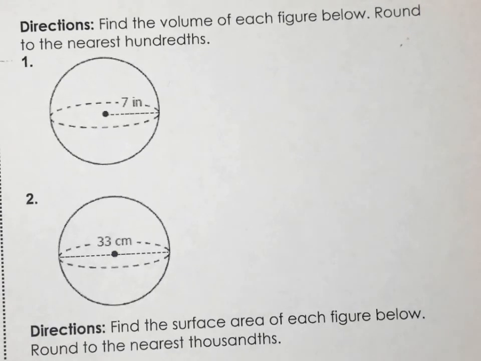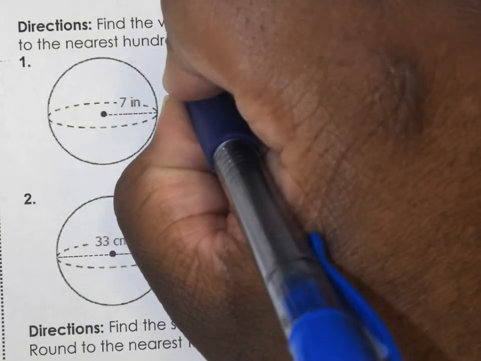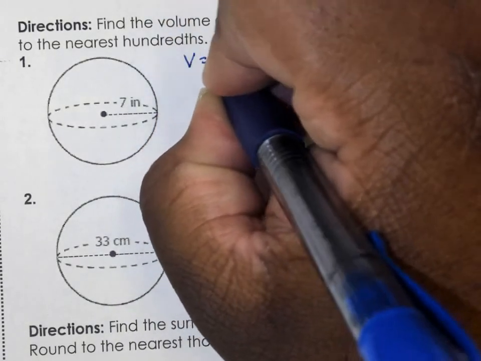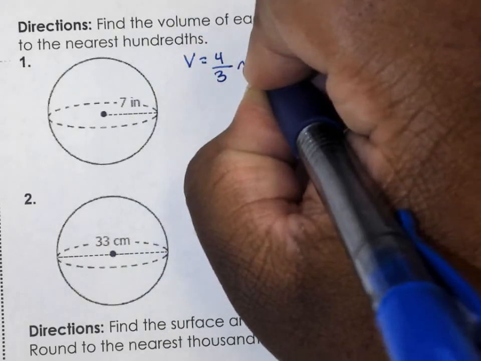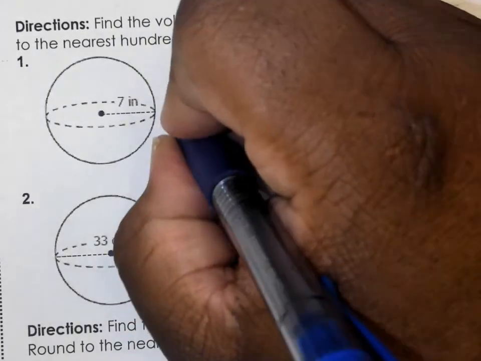Number 1 and 2, find the volume of each figure below, round to the nearest hundredths. I always start by writing my formula, that is the expectation. I hope you figure that out by now. If I don't see formulas on y'all stuff, I'm marking it wrong, even if you set the whole problem up right.